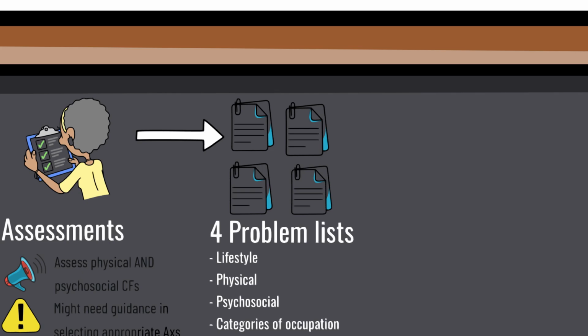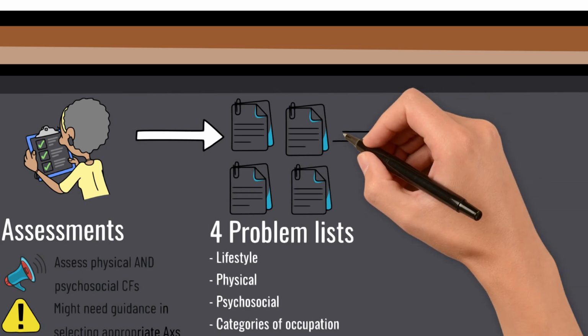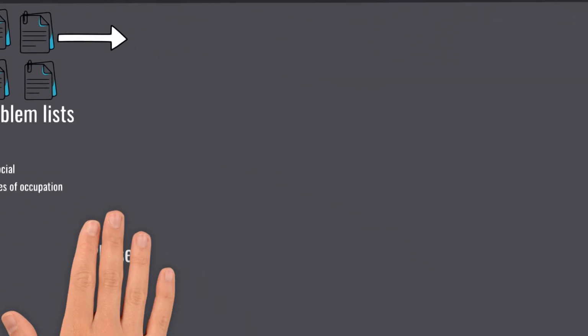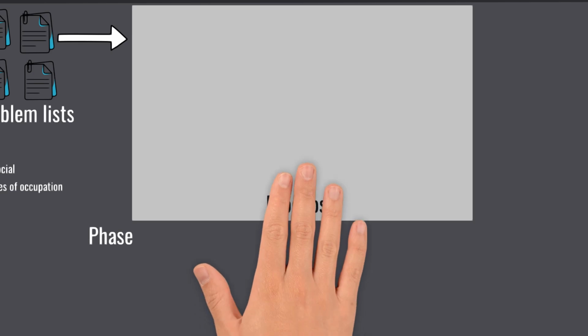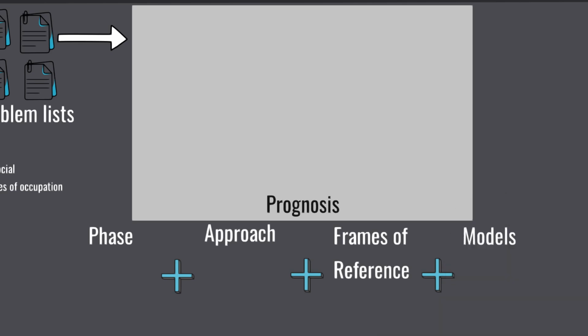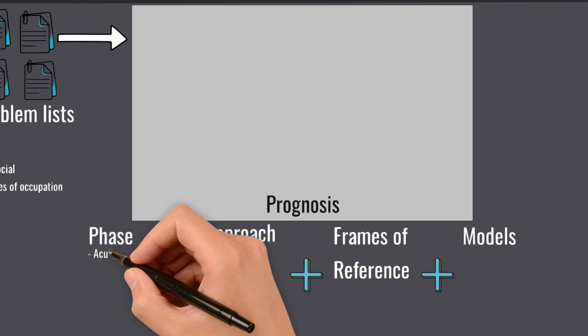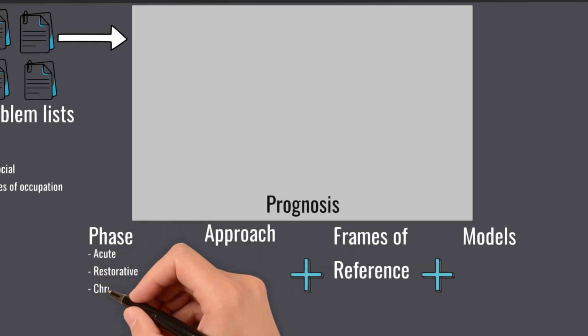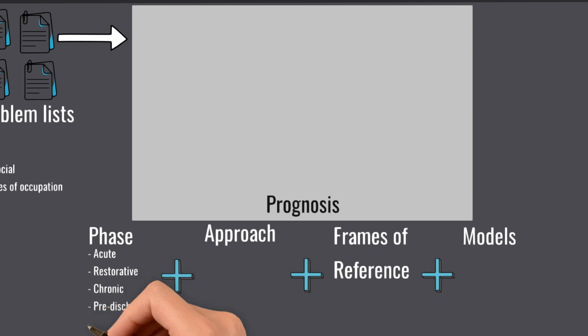But before we go on to formulating aims lists, we need to understand what phase the client is in, what is their prognosis, which approaches we're going to adopt, the frames of reference to understand what treatment principles need to be applied, and then also the models. Starting with the phases, this is the timing of the disease or injury or illness, and there are 5 different phases: acute, restorative, chronic, pre-discharge, and palliative.